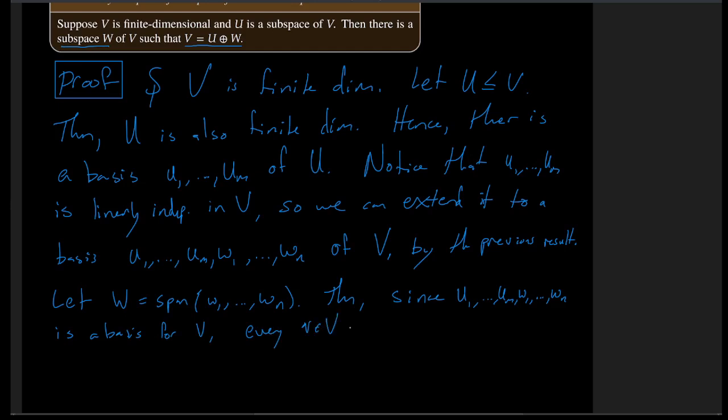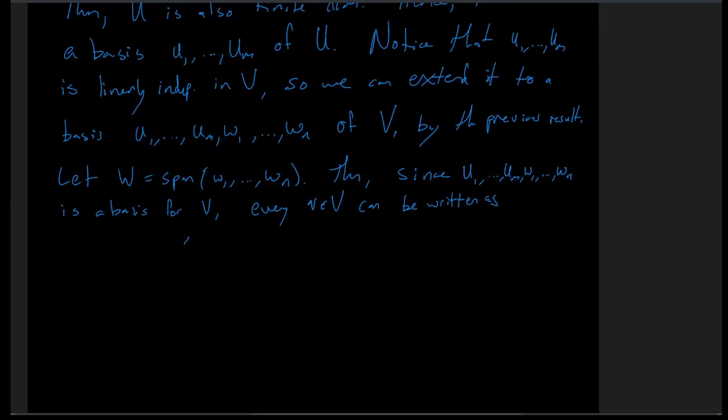every little v in big V can be written as V equals A1, not V1, U1 plus dot dot dot all the way up to AM, UM plus B1, W1 plus dot dot dot all the way up to BN, WN for some A1 through AM, B1 through BN in the field. Okay, that is, there is some linear combination of U1 through UM and W1 through WN that gives you every vector in the space. Okay, nice.